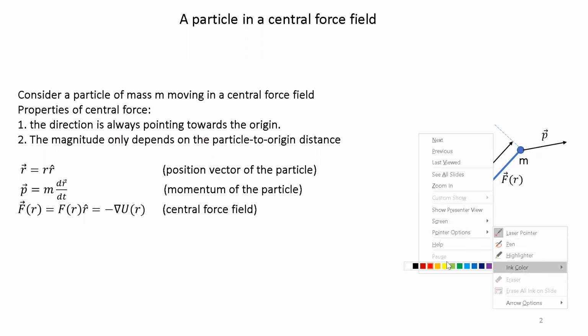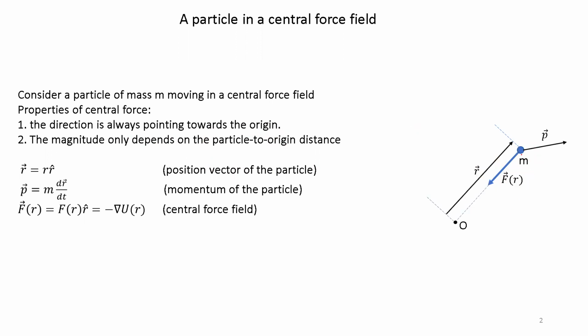So that is, no matter whether it is over here, or if it is over here, if this distance is the same as this distance, the magnitude of the force will be the same. But one thing that changes is the direction of the force. If the particle goes from here to here, the direction of the force becomes this.